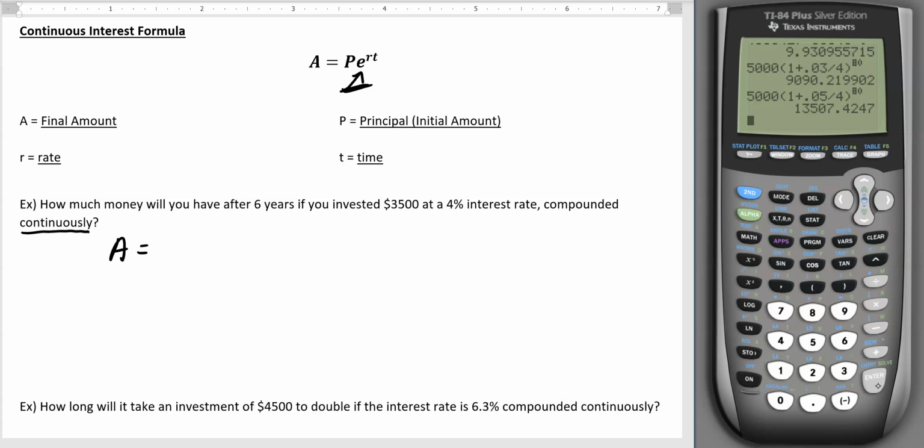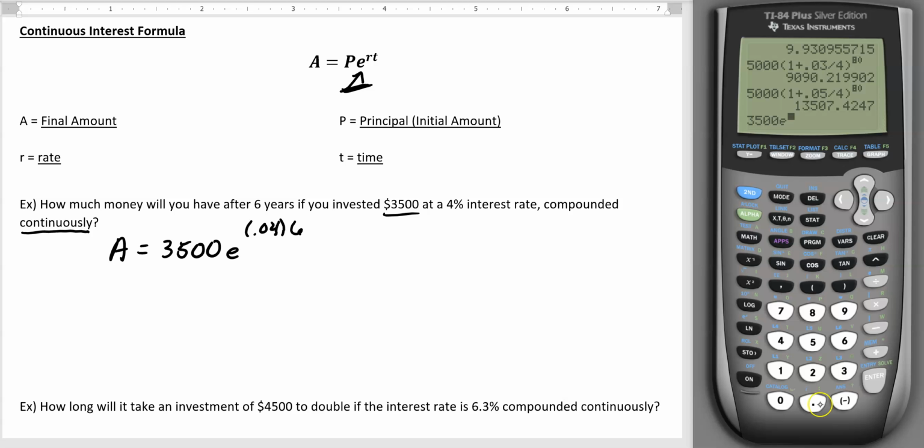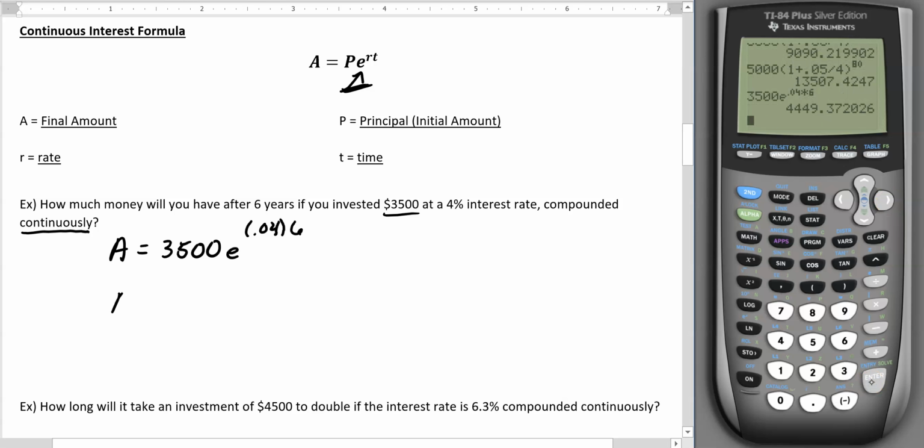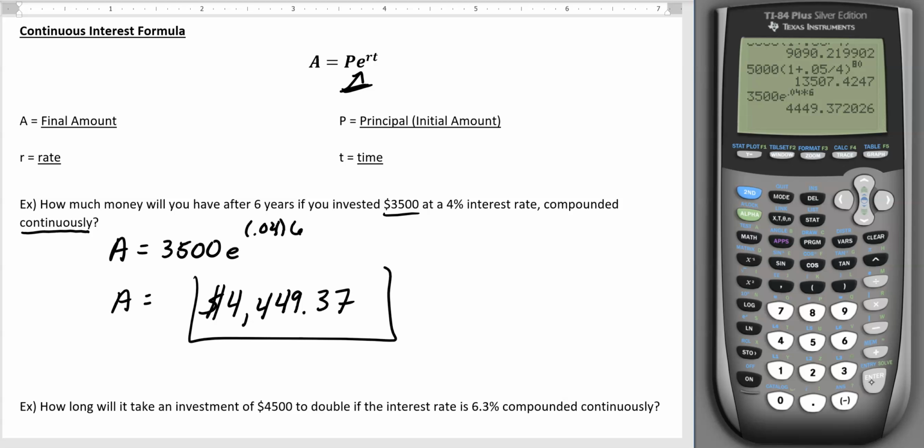So we'll say A equals my initial amount, P, 3,500, times e to the r, so that'd be 0.04 times 6 years, okay? So in my calculator, I'll just say 3,500, second e to the 0.04 times 6. And I'll press enter, and I'll get $4,449.37. There we go. Lovely. All right, let's look at this next example.